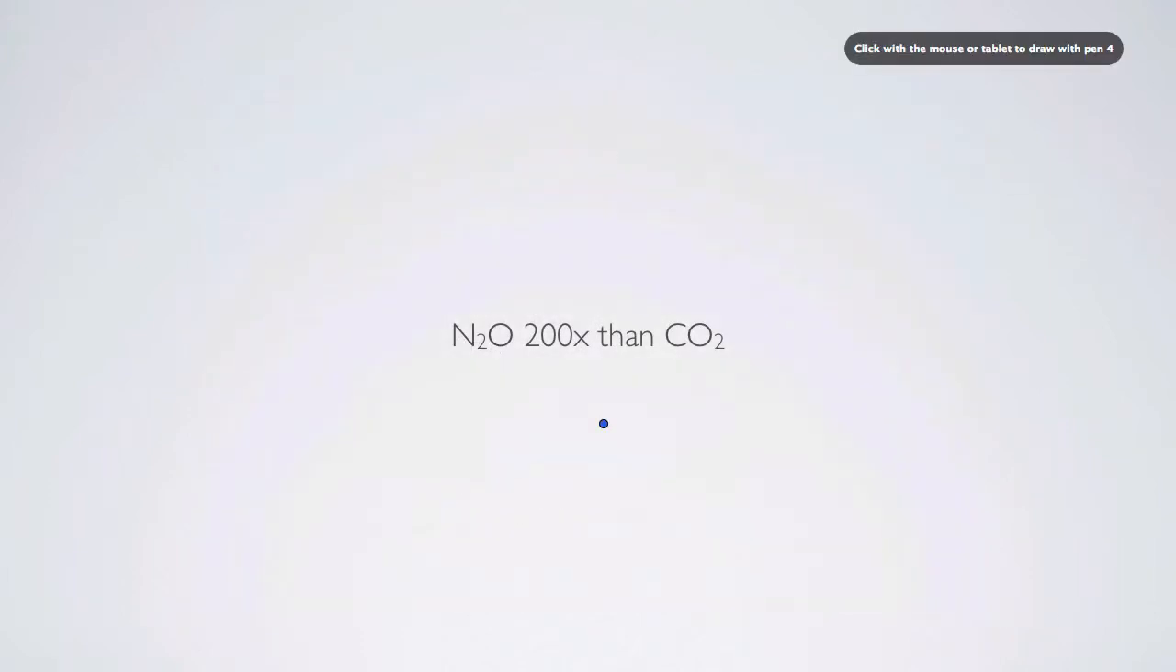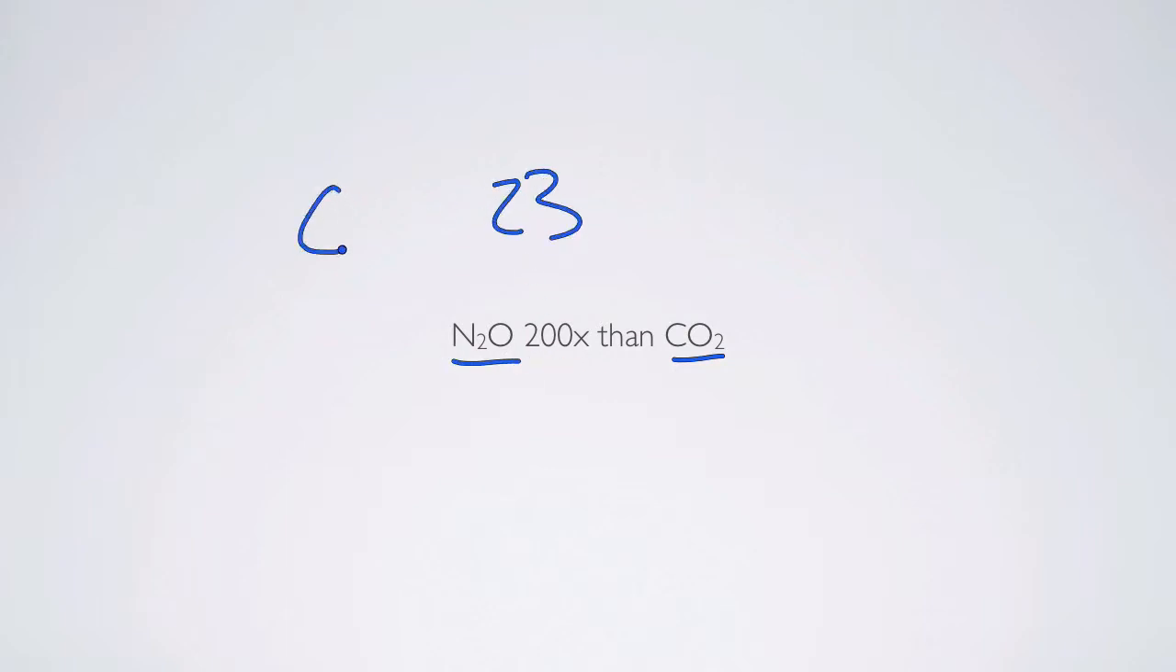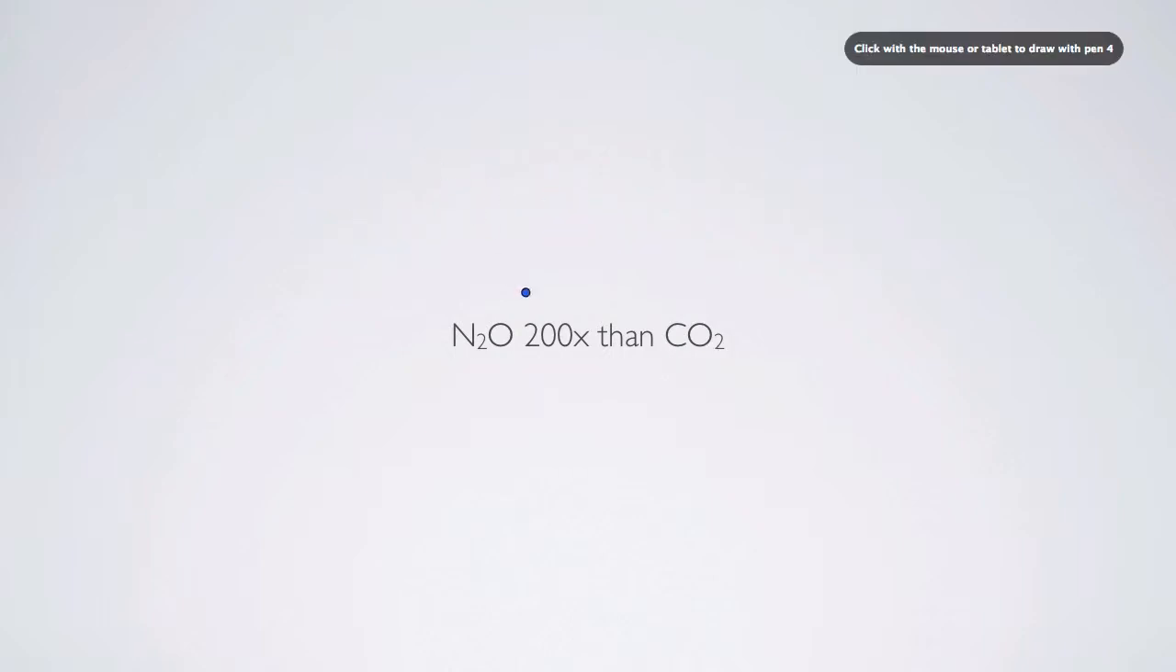Now, earlier we had compared the global warming potential of CO2 to methane, and now we'll compare it to nitrous oxide. And whereas we had, for methane, somewhere on the order of 23 times the global warming potential of CO2, nitrous oxide is 200 times. So small increases in nitrous oxide concentrations in the atmosphere lead to large increases in the warming potential of the atmosphere.